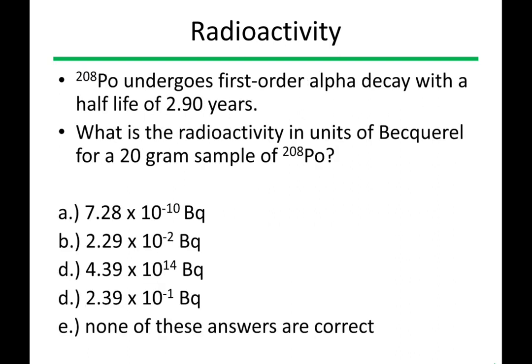So we can look at an example of this. We have polonium-208. We talked about this before, that it has a first order alpha decay with a half-life of 2.90 years. So what would the radioactivity of this be in units of Becquerel if we had a 20 gram sample of polonium-208? And let's see how we'd get to this answer.